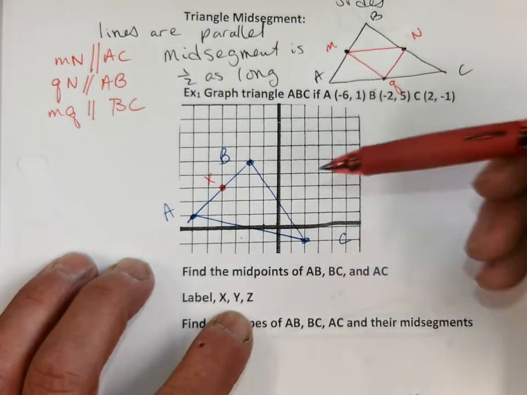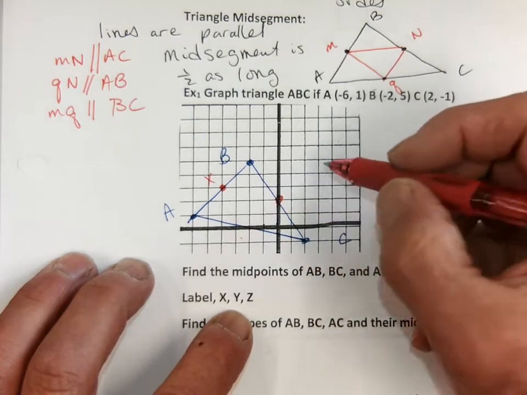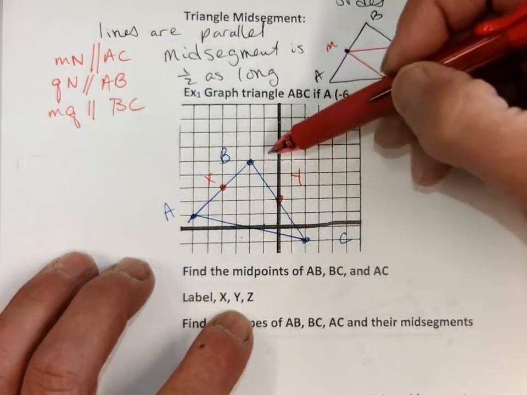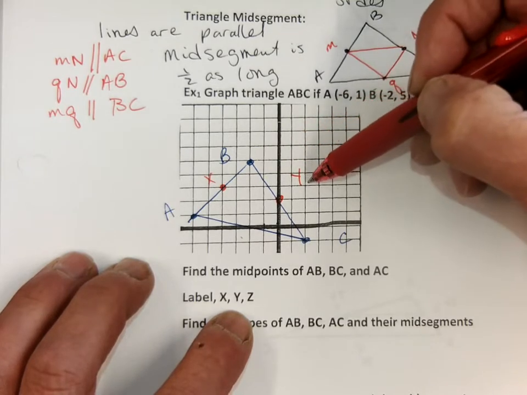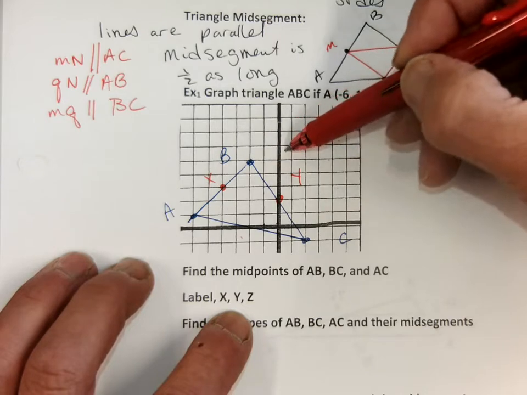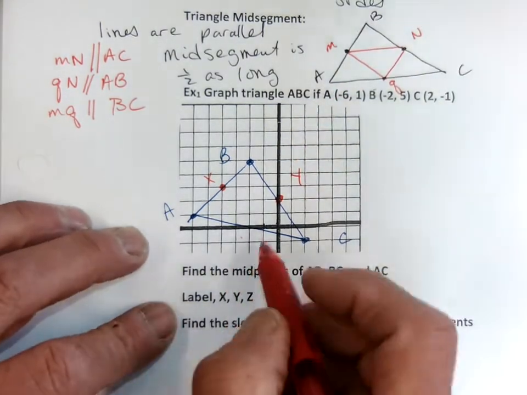BC, let's see, BC is going to be right there. Pretty sure that's the midpoint. There's Y. And again, if I'm not sure, I can count it. I count from here to here. I go 1, 2, 3, 4. 1, 2, 3, 4, 5, 6. So half of that would be 2, 3. Boom, right there. Awesome. And then the midpoint of AC, I'm pretty sure is right there.